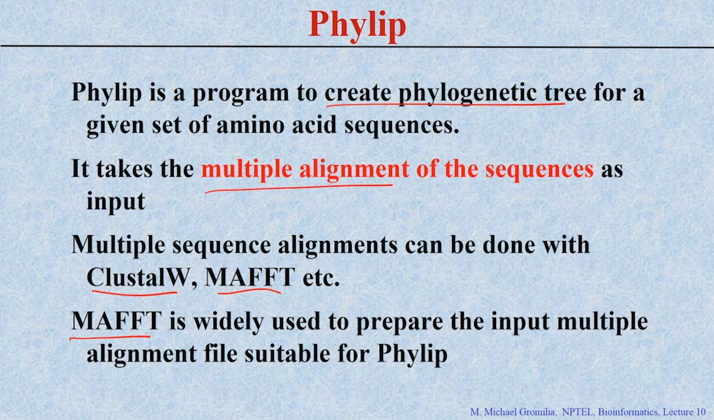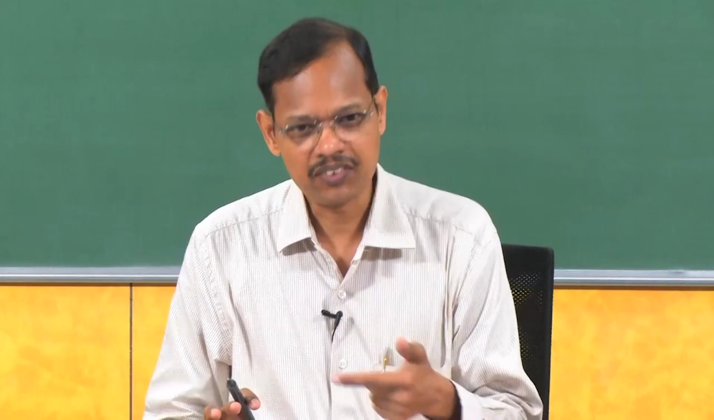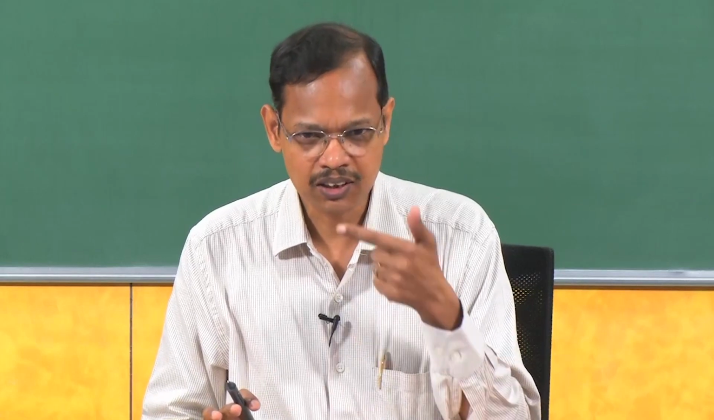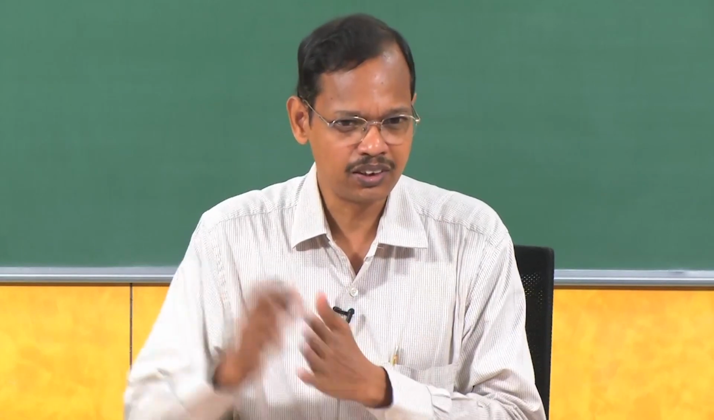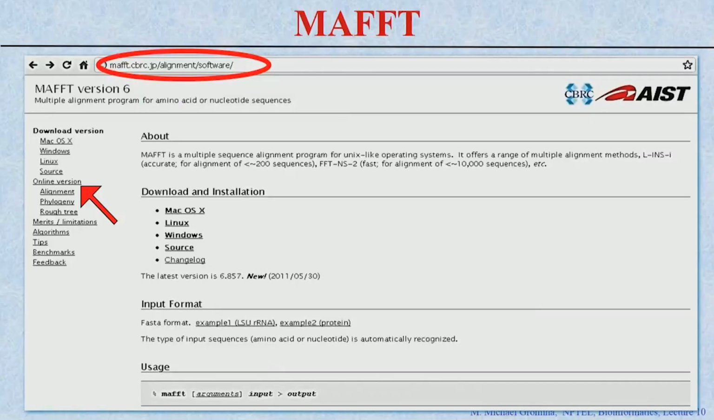It is very easy. It is widely used to prepare the input file suitable for Phylip. If you use MAFFT, there is an option to save the file in Phylip format. So you do not have to worry about the formatting. Run MAFFT, save the multiple sequence alignment in Phylip format, and you can give this as input to run Phylip. So, this is the home page for MAFFT.